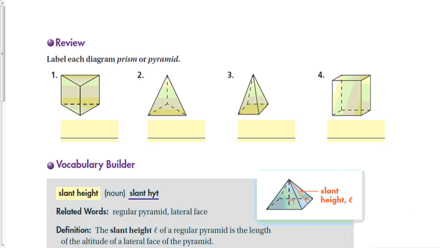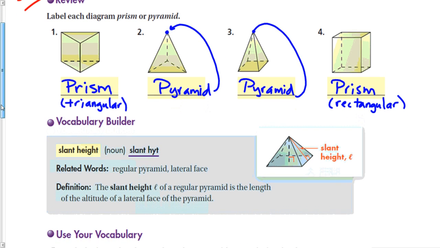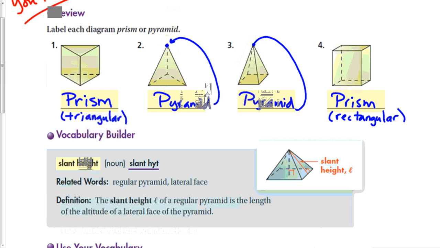So on the next page, we are labeling each diagram as a pyramid or a prism. So I would like you to try this one. So pause now so that you can identify each of these shapes. So I have the answers written down. The key is the pyramid has a point sort of at the top. They all kind of, the edges come in, the faces come in. Sorry, if you needed to pause so you can make corrections, I'm moving on to vocabulary.